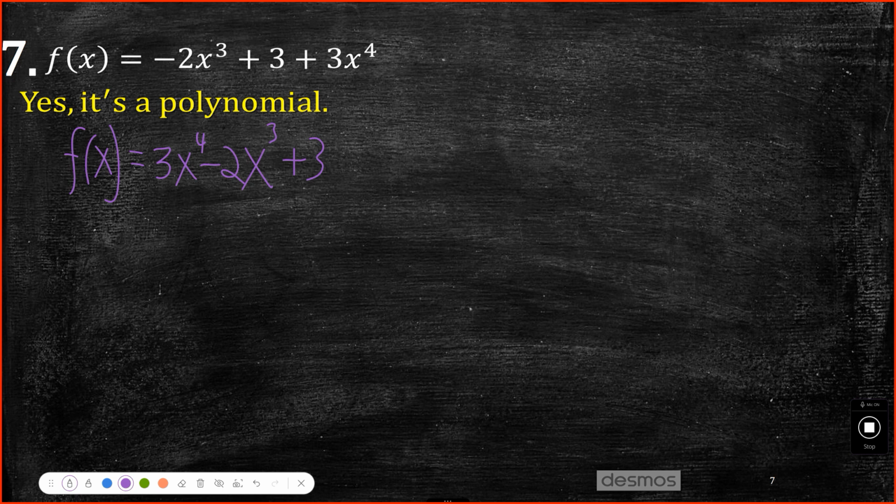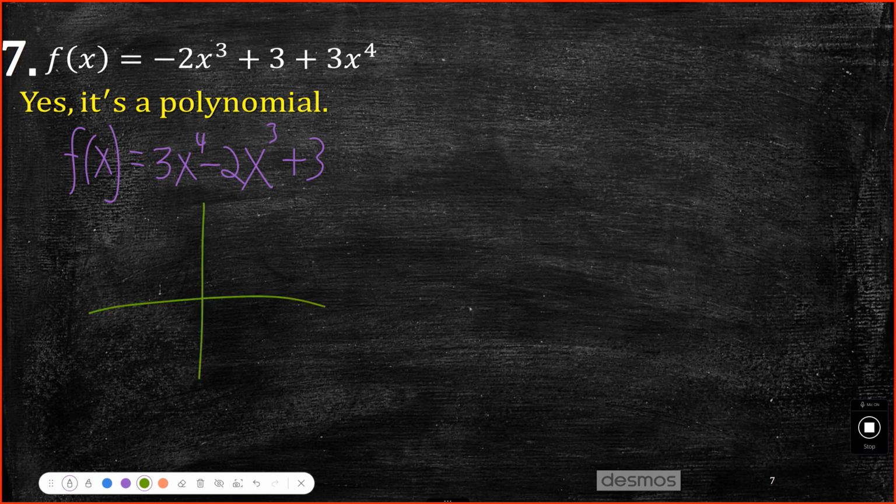Give it a name. 4th degree trinomial. Left-hand behavior. All right. So you're like, how does this look like? What do 4th degrees look like?